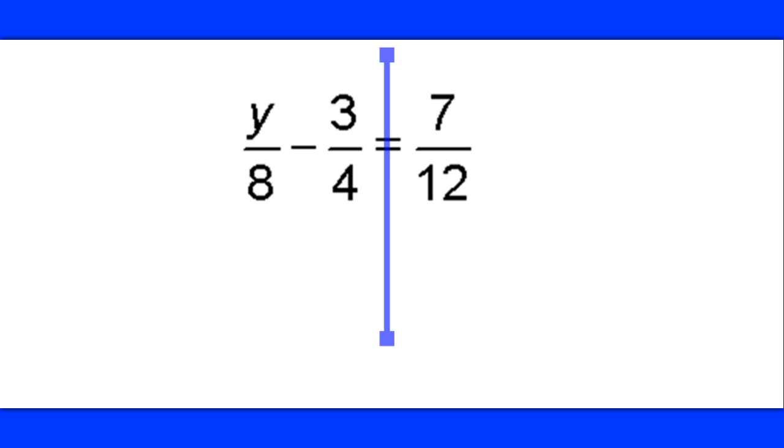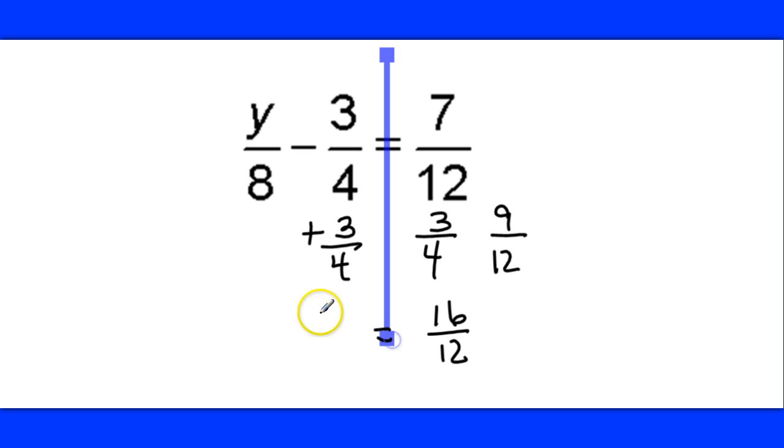Now I've got fractions. Now, I can go ahead and do this with the fractions. So I can start by adding 3/4 to both sides. In order to do this, I have to have a common denominator. So this is going to be 7/12 plus, times 3, 9/12. Okay, so this is going to be 9/12. And that's going to give you 16/12 is equal to y divided by 8. And then we're going to multiply both sides by 8.